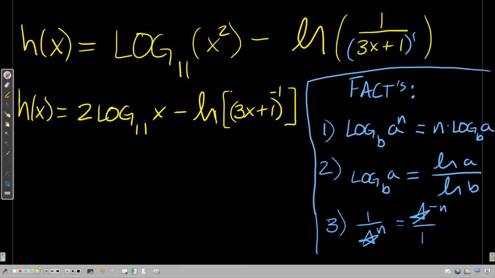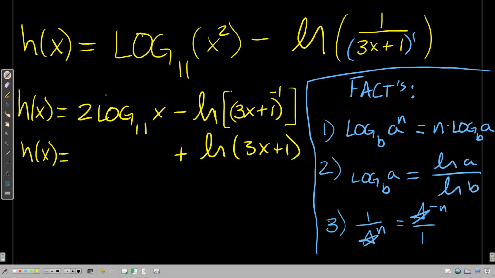But I'm still not finished rewriting my function just yet. Always spending ample time rewriting the function so that it is easy to deal with. This minus 1 is now an exponent. It can come down here. I'll be. The minus 1 can come down out front, and it would be a minus of a negative, so that will be positive. So this is going to be a plus sign. It's going to be plus the natural log of 3x plus 1. Awesome.